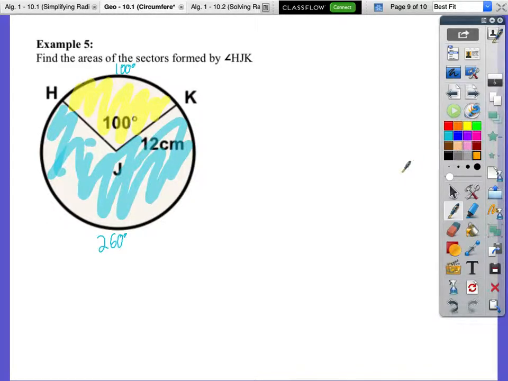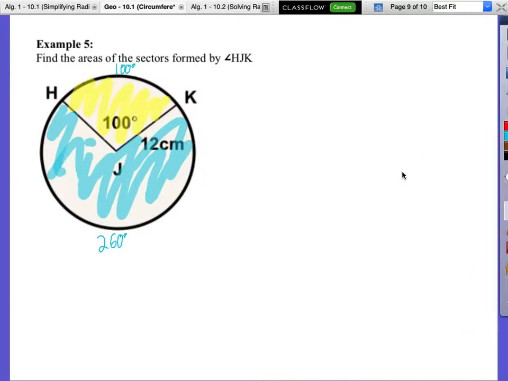So for this minor sector, we say the area A is equal to what over what? 100 over 360, the arc measure divided by the measure of the whole circle 360. How much is the circle? Times what? Pi r squared. What is r in this case? 12 squared. Our radius is over here, which is 12 squared.